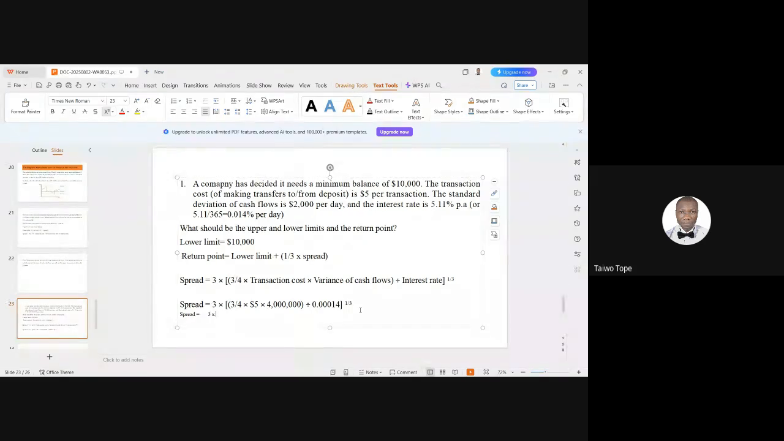So the spread will be equal to 3 multiplied by, let's copy this. When you multiply all this, you're going to have 15 million. So 15 million divided by the interest rate will give you what?